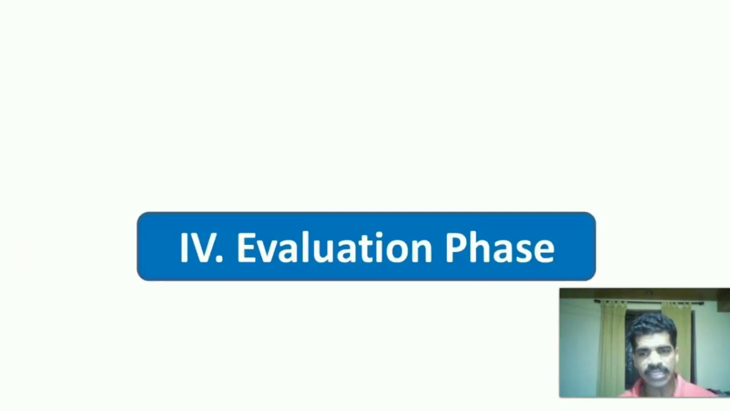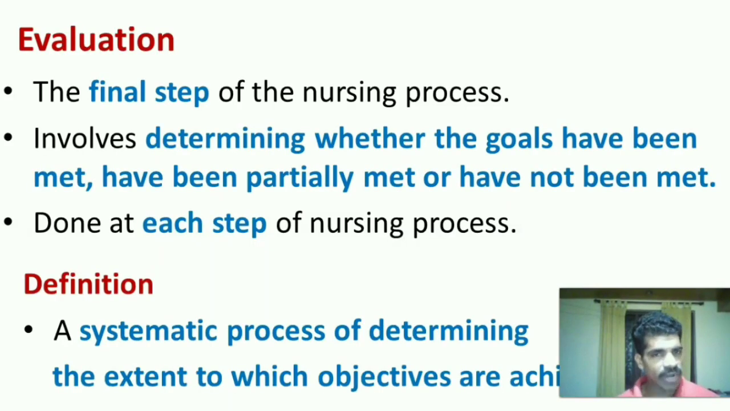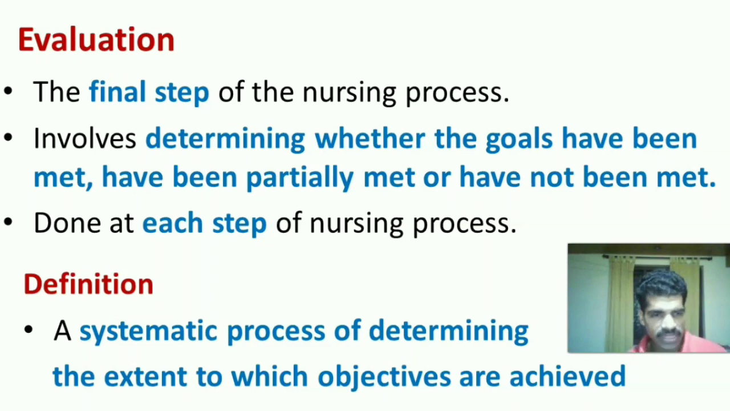The last phase of community health nursing process is evaluation phase. So this is the final step of nursing process. It involves determining whether the goals have been met, have been partially met or have not been met. In the evaluation we are determining whether the goals already set have been met or have been partially met or have not been met. So evaluation actually it has to be done at each step of nursing process starting from assessment to evaluation. The definition of evaluation is a systematic process of determining the extent to which the objectives are achieved.